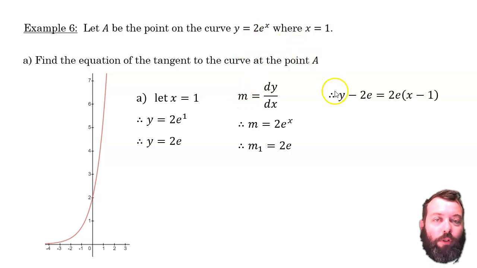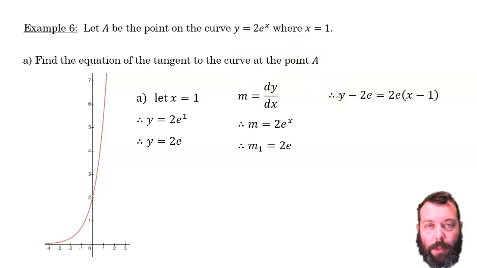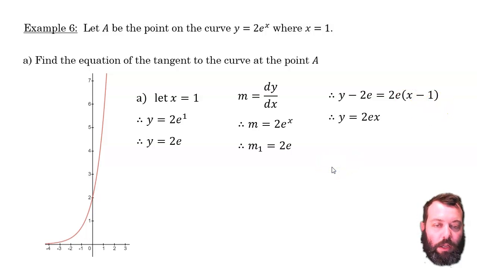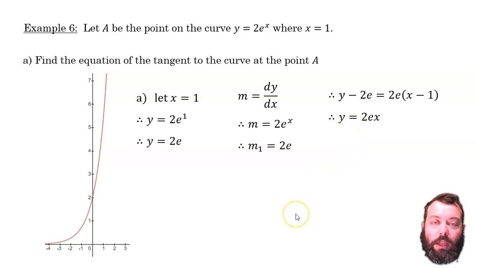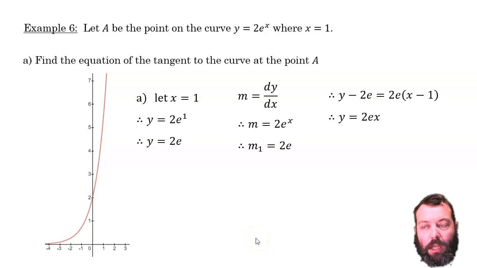Now my point gradient formula, y minus y1 equals m into x minus x1. So that's x1 and y1, and that's m. So y minus y1 equals m into x minus x1. If I expand that out and tidy up a bit, I just get this equation here, y equals 2ex. Nice and easy. Right, that's part A.